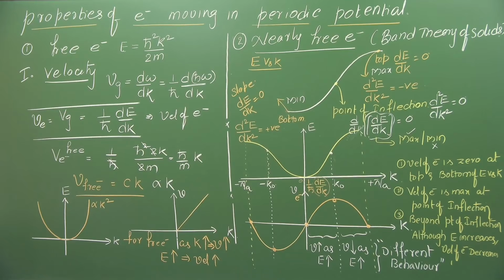Ready? Please write that properly. Beyond the point of inflection, although energy is increasing, the velocity of the electron decreases. This is the different behavior than that of free electron, just to understand what's happening there. But the application is finding the velocity.